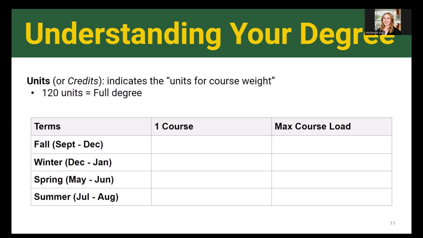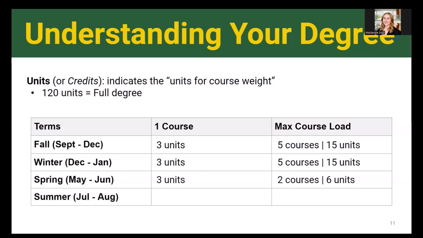To break it down by each term, again, one course equates to 3 units or 3 credits. The max course load in the fall term is 5 courses or 15 units. In the winter term, the max course load is 5 courses or 15 units. In the spring term, the max course load is 2 courses or 6 units, because it is a more condensed term. In summer, the max course load is 2 courses or 6 units.